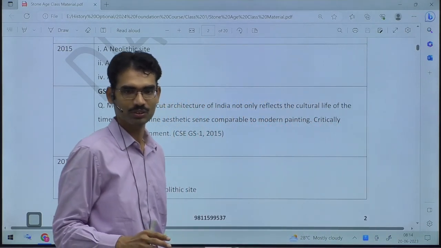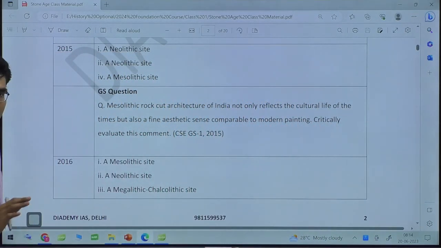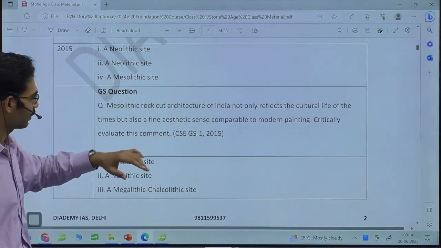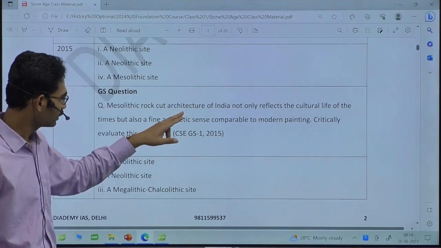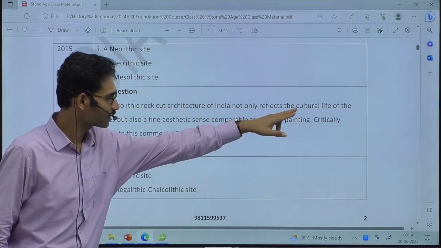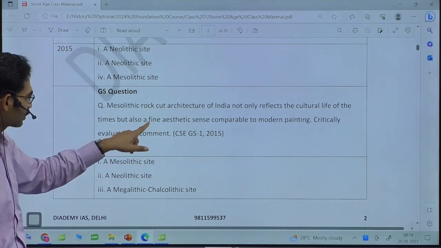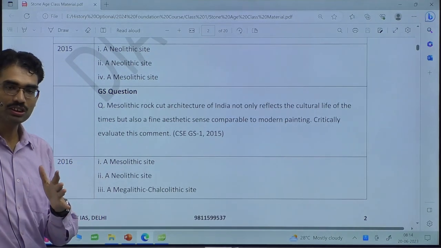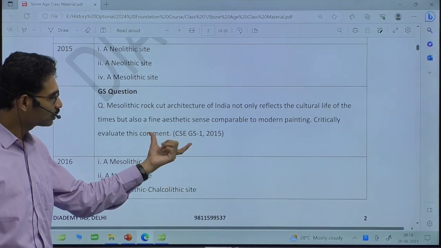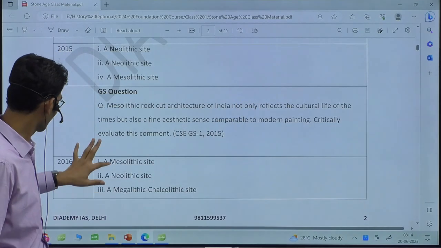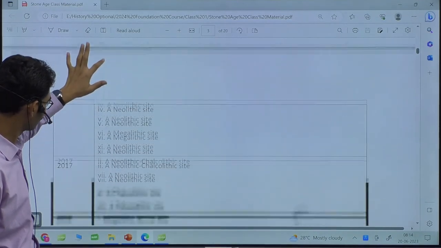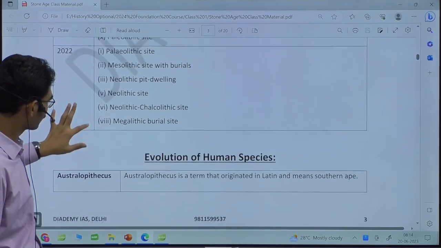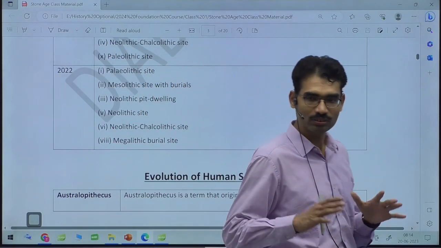Generally in GS, students are not at all worried about ancient India, but you see the question. How difficult a question from the general studies perspective. Mesolithic rock cut architecture of India not only reflects the cultural life of the times, but also a fine aesthetic sense comparable to modern painting. So they are comparing ancient times with modern times. So this shows the significance of Stone Age. Similarly, 2016, 17, 18, 19, 20, likewise, same. So most of the questions are related to map pointing.